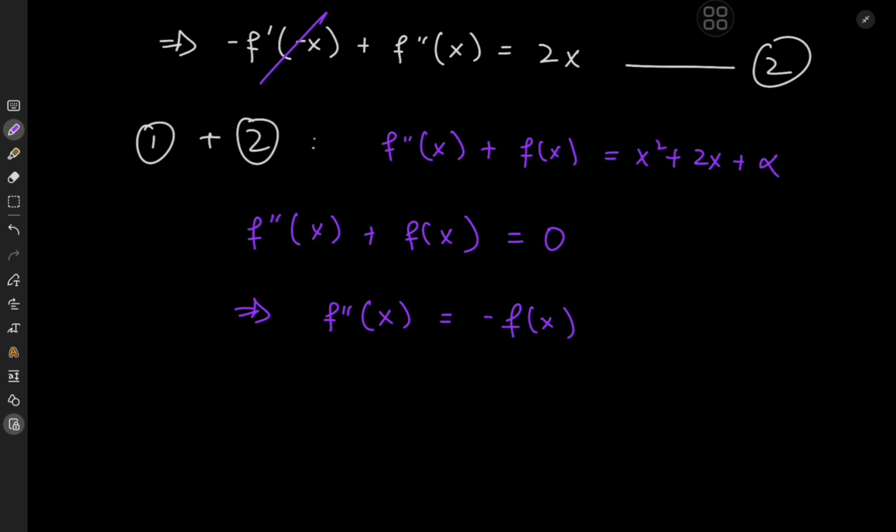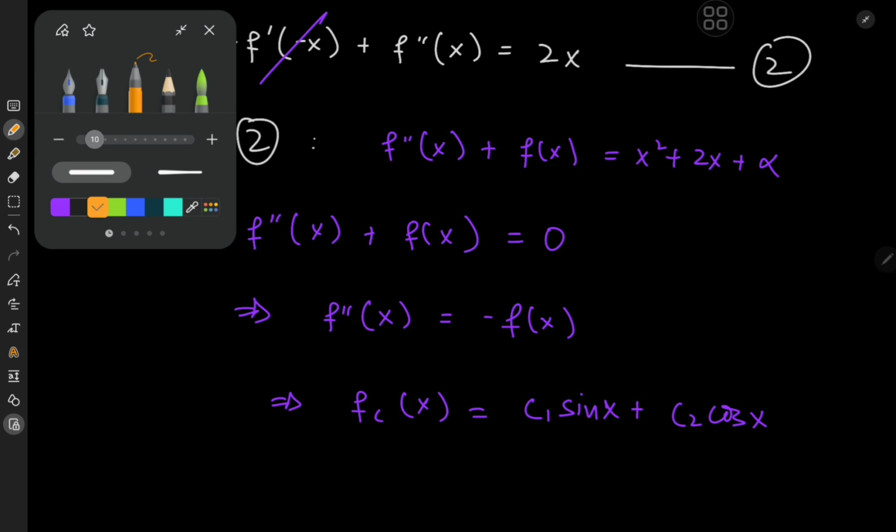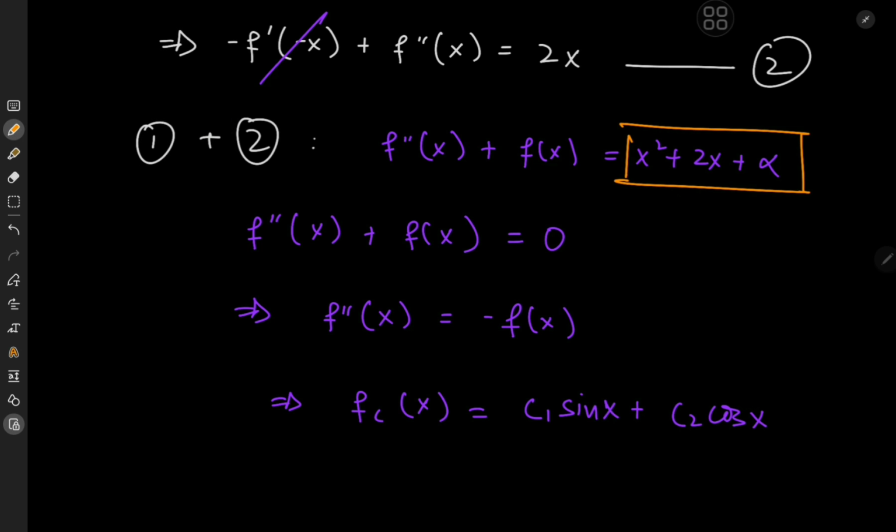I'm not sure. Anyway, looking at the structure, a function that when differentiated twice gives its negative self would be the trig functions sine and cosine. Both will work, and this implies that the solution f sub c of x, the solution to the characteristic equation, equals a linear combination of those two solutions. So it's constant c sub 1 times sine x plus c sub 2 times cosine x, where c1 and c2 are the constants of integration. Okay, cool. But now we need a particular solution to satisfy this requirement on the right-hand side.